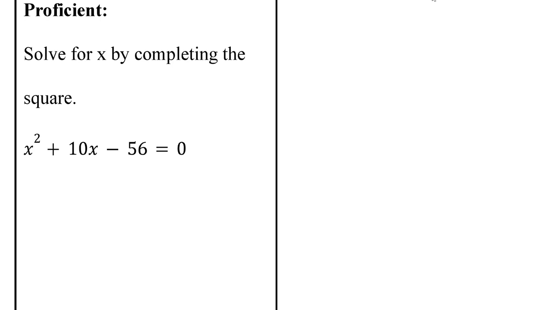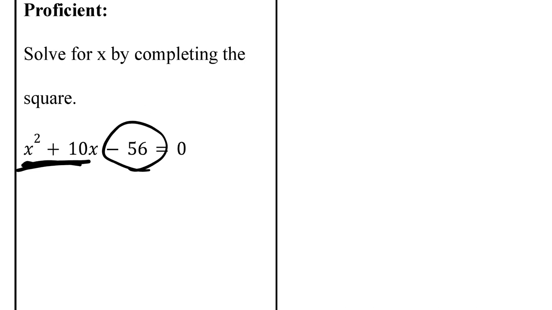This video is about how to solve quadratic equations by completing the square. And so in this example, we've got x squared plus 10x minus 56 equals 0. We want to get this part right here alone. So this part we need to get rid of from this side of the equation.